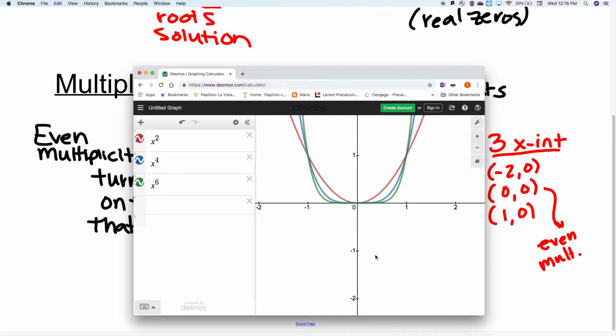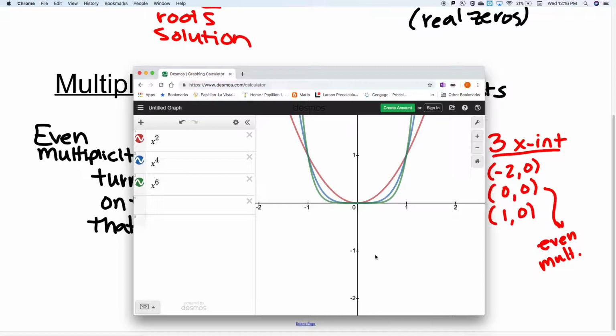So the red one was a multiplicity of 2, the blue one was a multiplicity of 4, and the green one is a multiplicity of 6. As your multiplicity increases, it becomes less round and more flat. It might even look like it's touching the axis right there, like it's horizontal, but we know it's not. It's only touching the x-axis at (0, 0).